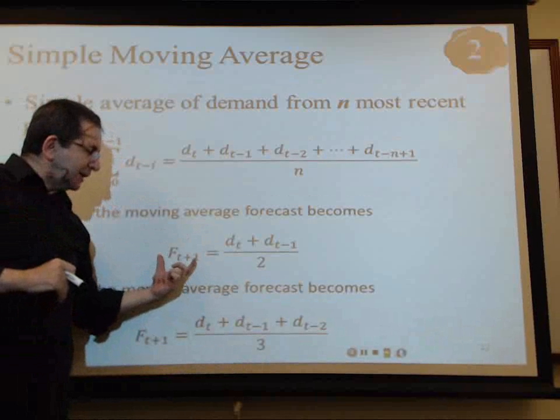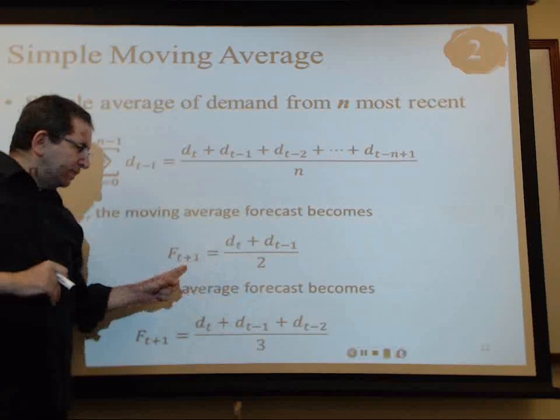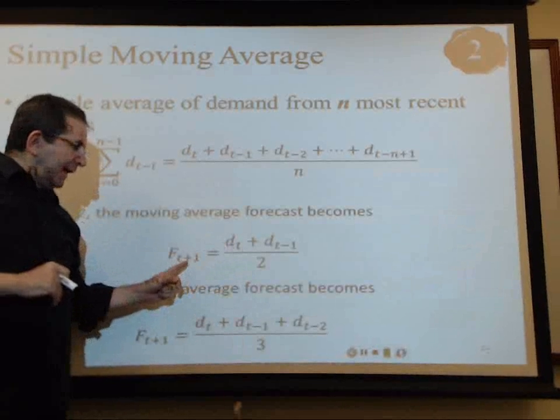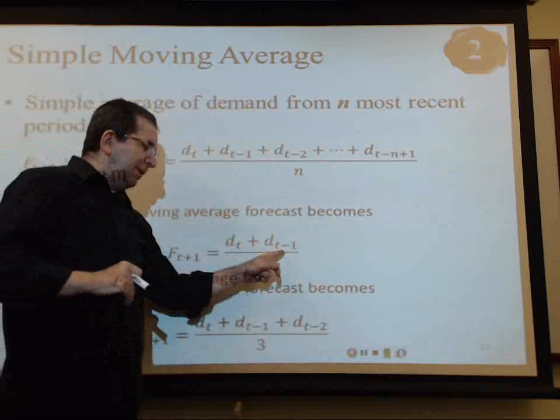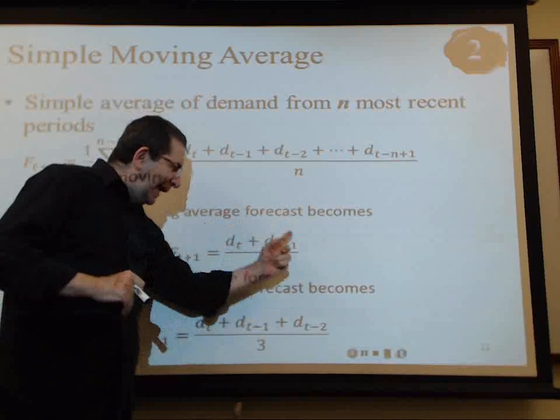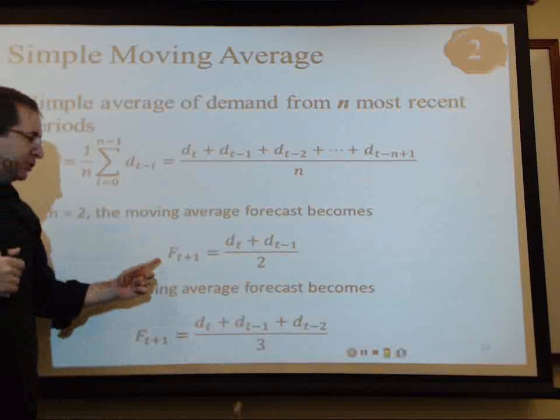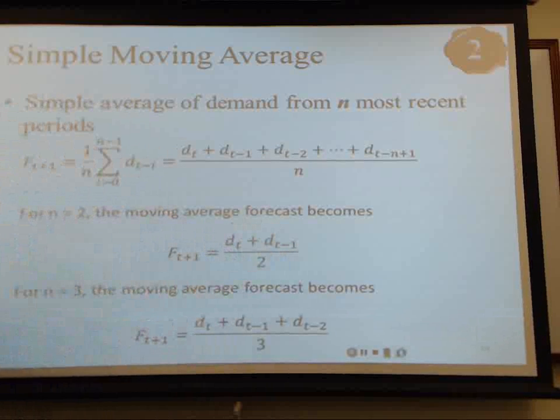So for forecast for t plus 1, I go back 1 period from t plus 1 to t, and then another period from t to t minus 1. So I have the most recent 2 periods, and I add them up, divide them by 2, which means I'm basically averaging the last 2 periods. Okay, so how does this work? Let me show you on the whiteboard. So let me erase this. Okay, this is a little bit off.